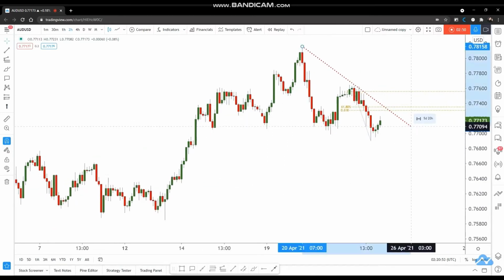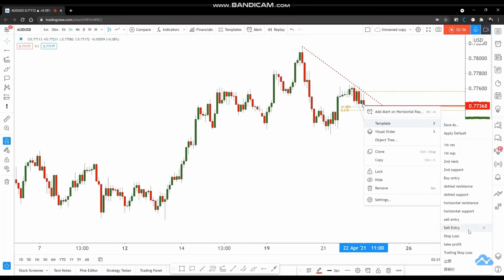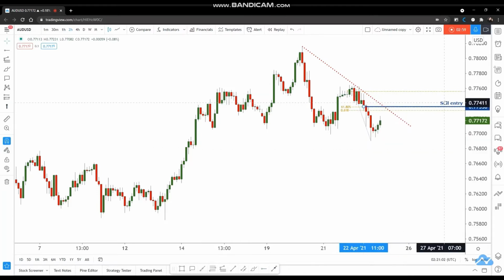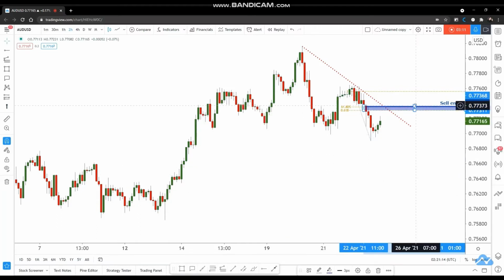Currently, if I'm looking for a sell, I'm going to name this sell entry, and I'll only enter when the market decides to come into this area. I will also highlight it in blue color because this is more of a zone instead of a specific price area to look for my shorts.